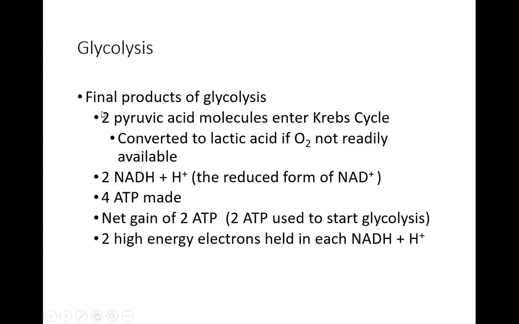This slide should go along with the previous slide. You make 2 pyruvic acids, the 3-carbon compounds. You strip off enough electrons and hydrogens to make 2 NADHs. You make 4 ATPs, but you end up with a net gain of 2 ATPs because you have to start the process rolling by releasing the energy in 2 other ATPs. So you burned 2 to make 4, you have a net gain of 2.